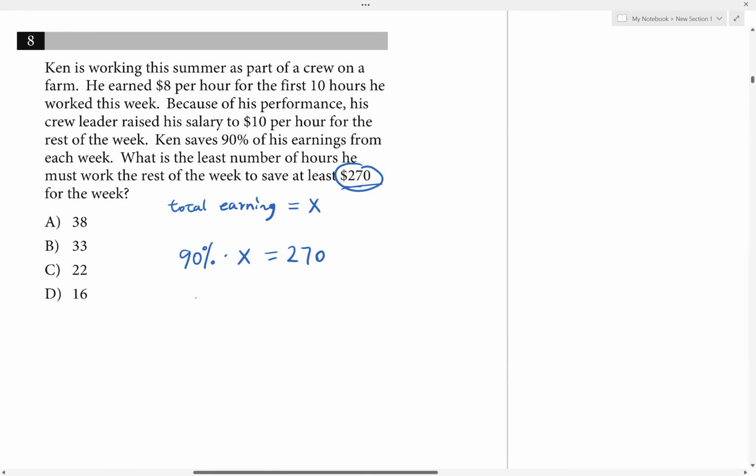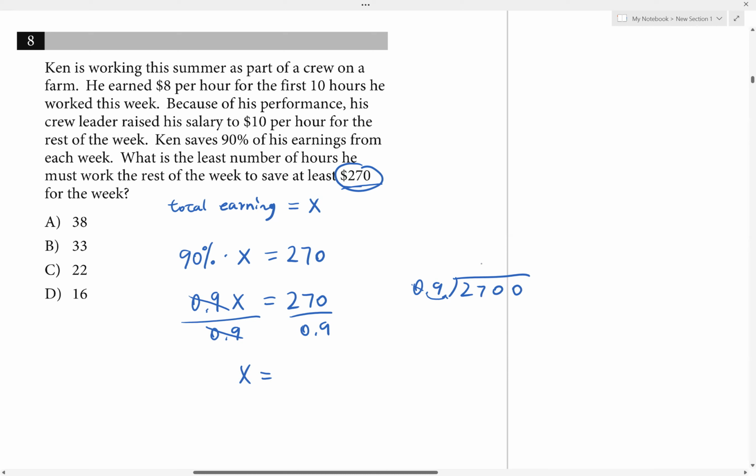So this will be 90%, 0.9 times X. So 0.9X equals 270. To solve for X, we can divide by 0.9 on both sides. This cancels, and you get X equal to 270 divided by 0.9. The math here is a little bit tricky, but what we can do is move the decimal point in 0.9 one place to the right and make it a 9. If we do that on the outside, we also have to do that inside the division sign. We have to add a 0. So 270 divided by 0.9 is the same as 2,700 divided by 9. This will be a little bit easier to solve.